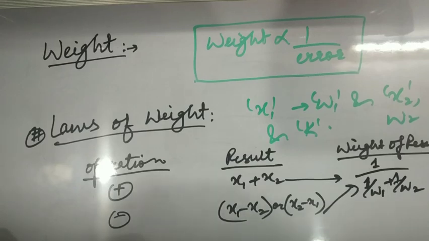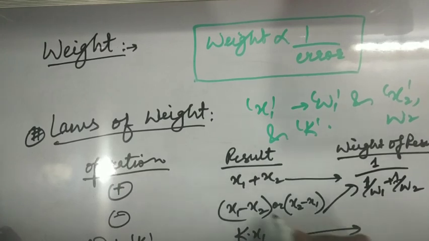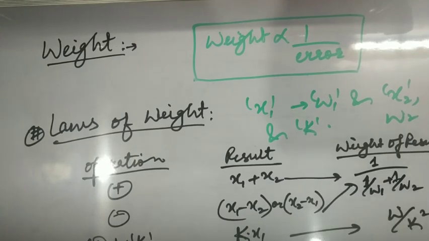Now second is multiplication by a constant. I'll write it as multiplication by a constant, let k. So the result will be k into x1. So remember, if any quantity is multiplied by a constant k, then the weight of the result is divided by the square of the constant. So this was all about multiplication.